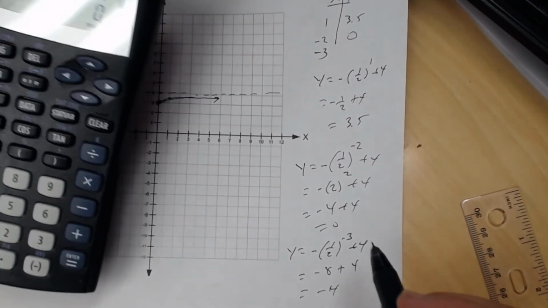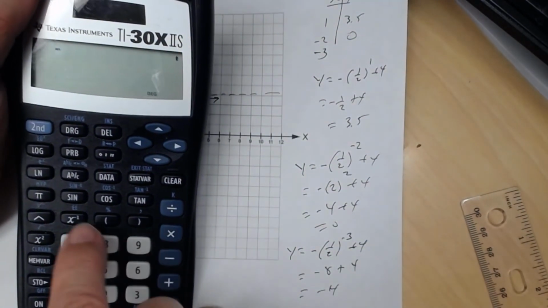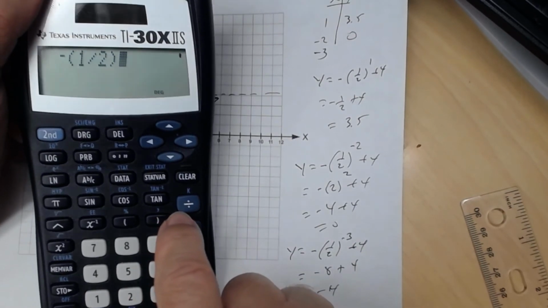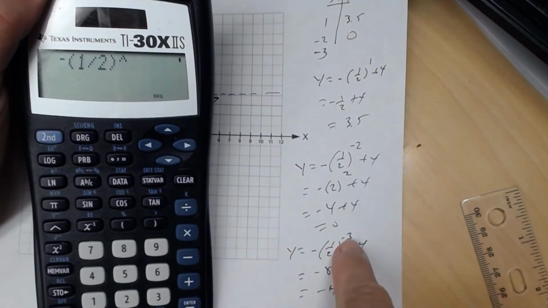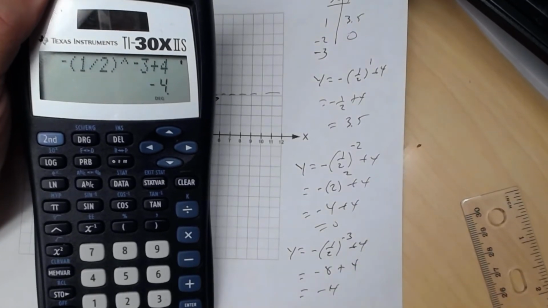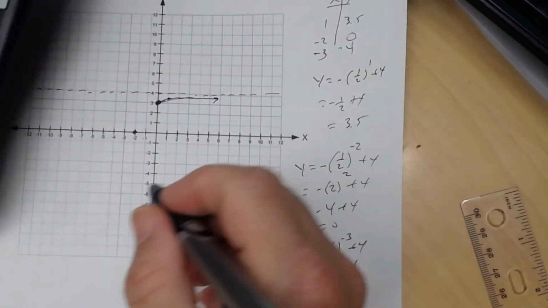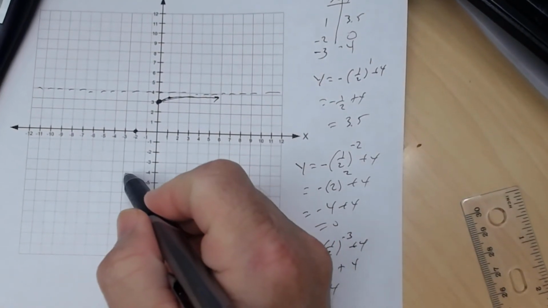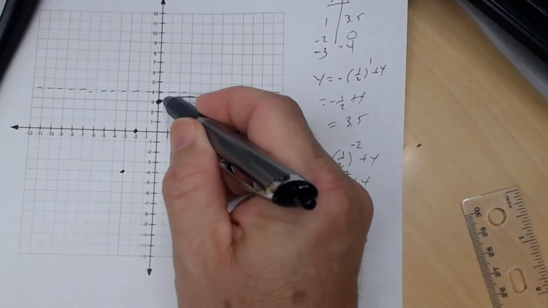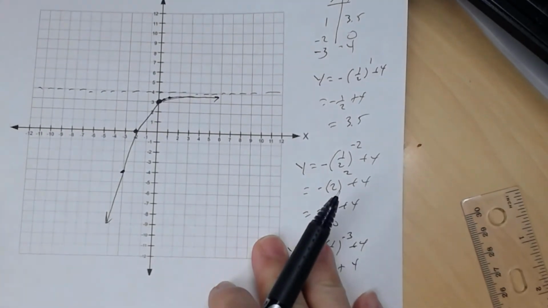But let's use the calculator. You would say negative, in parentheses, 1 divided by 2, close the parentheses, raised to the negative third power, and then add 4, and you get negative 4. So negative 3, negative 4 is right here. And so you get something that looks like this. All right, so there's your graph.